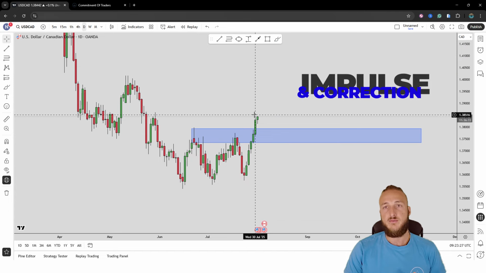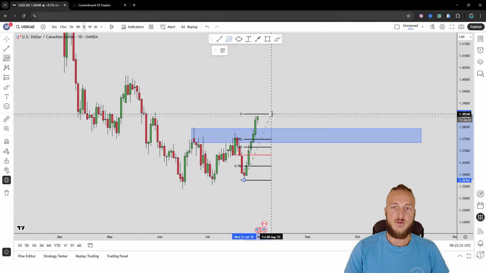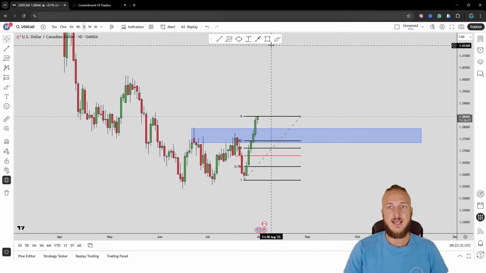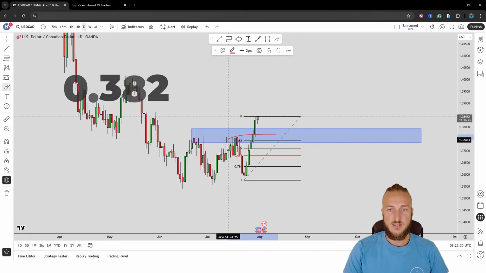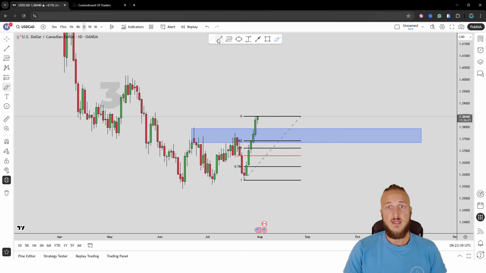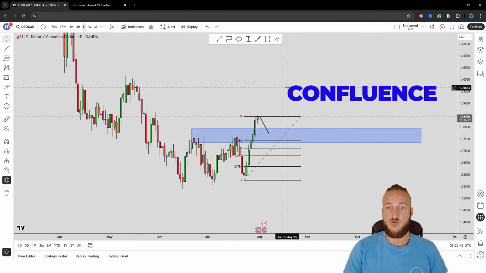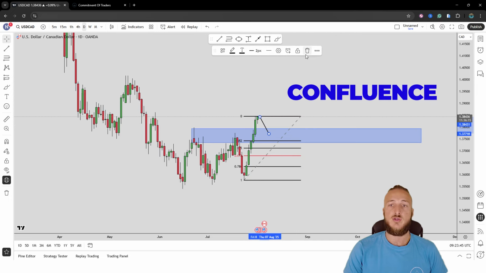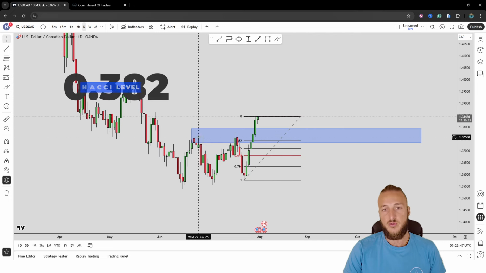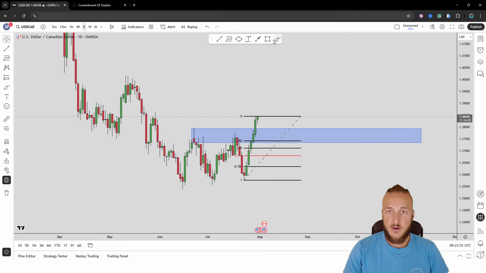Now, after an impulse, if you want to measure the correction, you have to take your Fibonacci from the low to the high of the impulse leg, which shows us how we have a 0.32 retracement exactly at this zone, meaning that we have a good probability, since this is a confluence of support and demand area, because we have both the 0.32 and the horizontal structure both lining up at the same area.